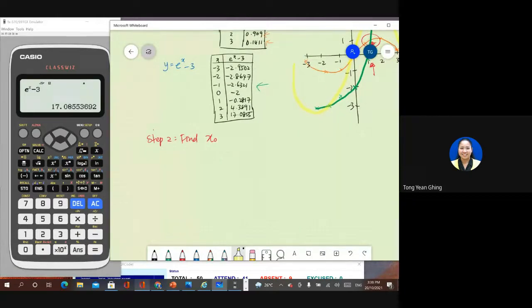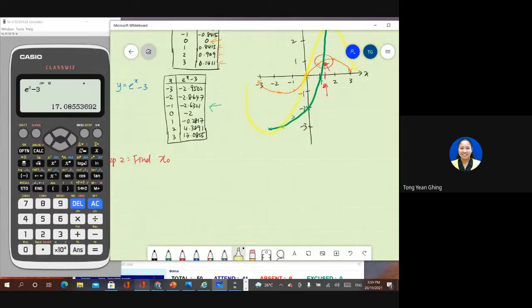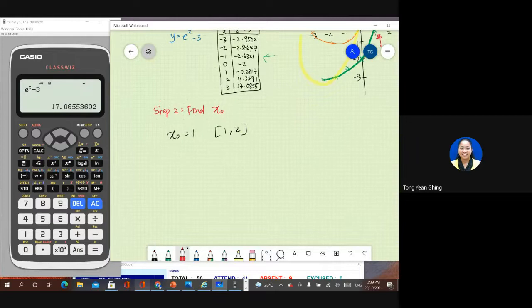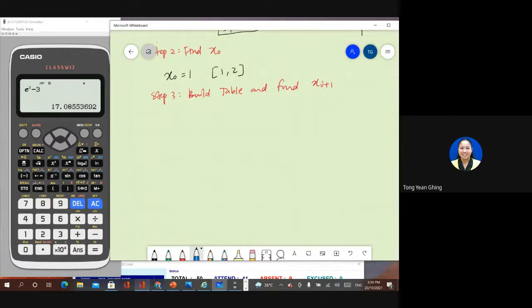Okay, so now we find x naught. From the figure, I will take 1 because it's nearer to the root. So x naught is 1, which is in the interval 1 to 2. You can choose 2 as well. After that, we have to build the table and find x i plus 1. Okay, so let's draw the table.